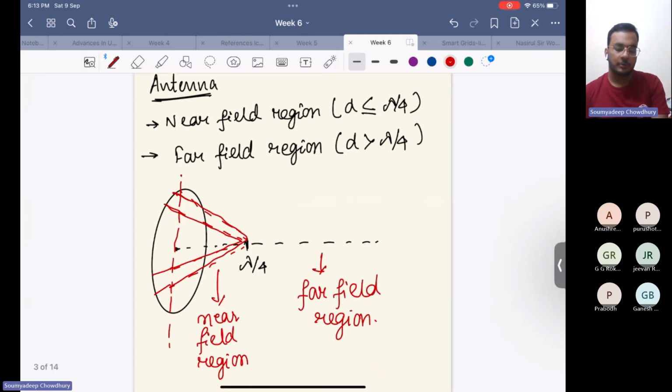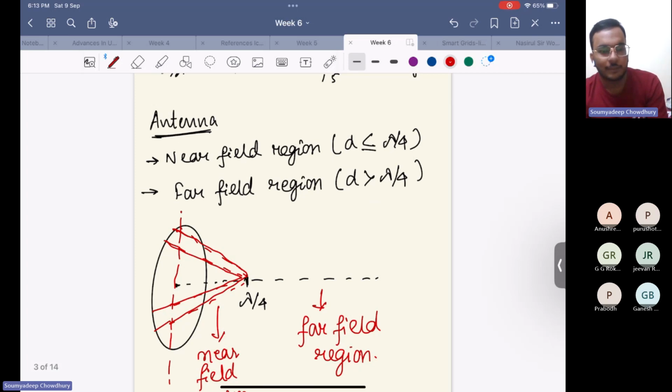Then we were talking about the near field region and the far field region in an antenna. These are all different aspects which we need to keep in mind while grounding, which we will come to later. The area of influence of an antenna can be subdivided into two regions: the near field region and the far field region. That zoning also depends on the wavelength of the signal. The general conception is that for distances less than 1/4 of the wavelength of the signal, we consider it a near field region.